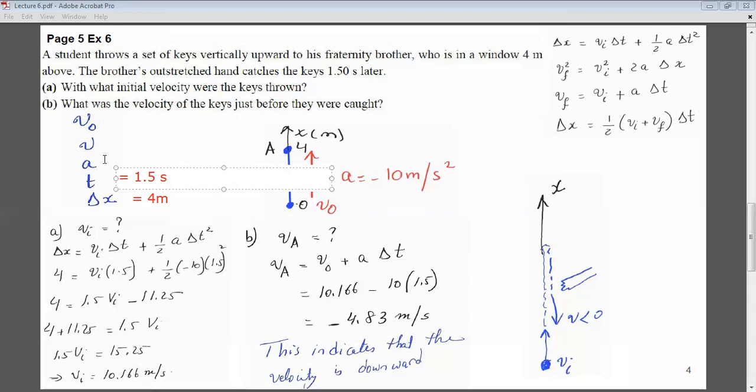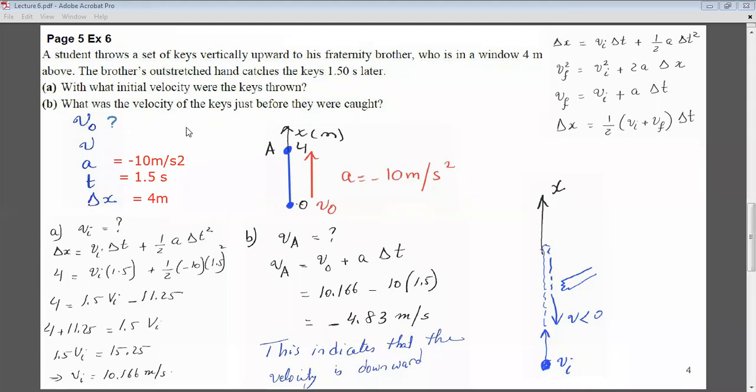But what do we know? We know very well that acceleration is minus 10 meters per second squared. So I have a, I have delta t, I have delta x. Part A: with what initial velocity were the keys thrown? This means what is the initial velocity? So he's asking me about the initial velocity.